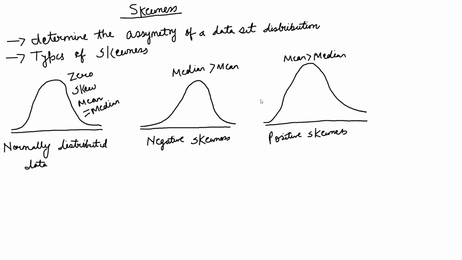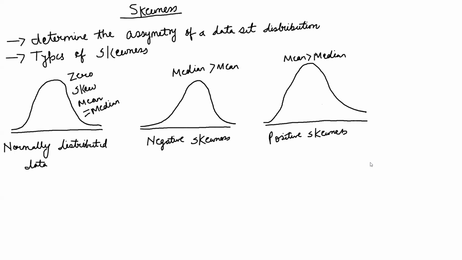Next is the positive skewness, or we can say right skewed data. A positive skew indicates that the tail is on the right side. It's much longer. You can see here it can go much longer. In this case, the mean is greater than the median, and most of the data points are concentrated on the left side, but the extreme values are on the right side, which pulls the mean to the right side. So this is about the positive skewness.